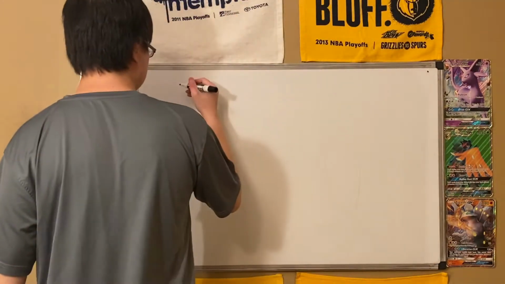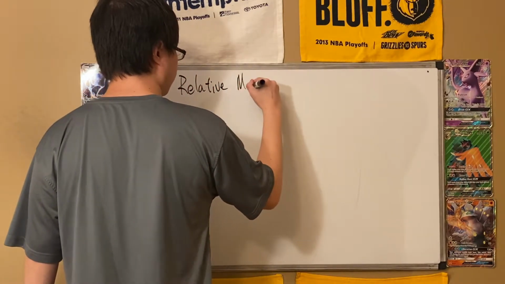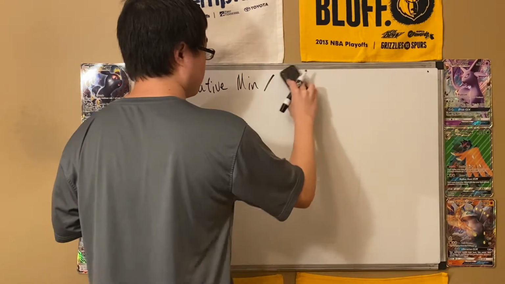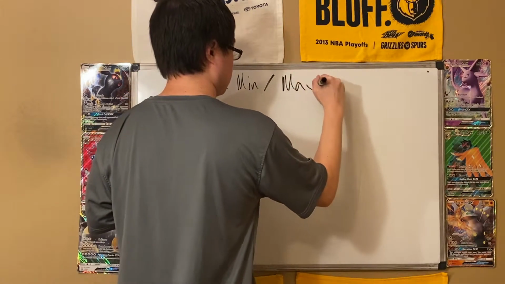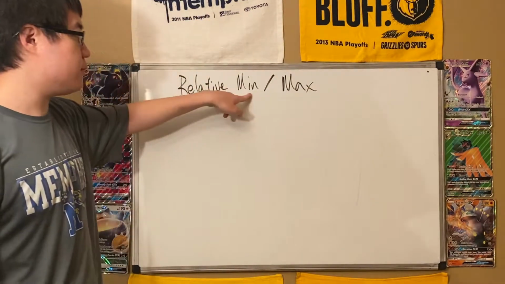So relative min or max. First off, before we get to the rules, what I want to talk about is what does it even mean for something to be a relative min and relative max? What are we looking for here? Well, the name is really sort of self-explanatory. We're looking for minimums that are relative.